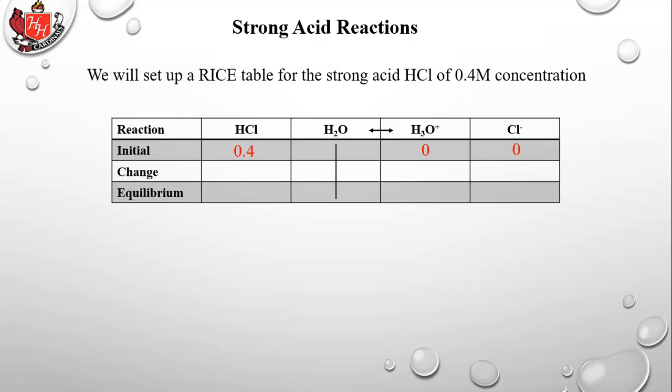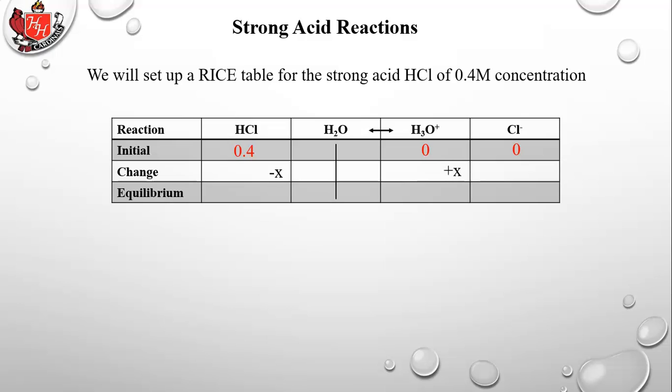Okay, now this is where the algebra comes in. We're going to have some sort of change. We don't know what it is, generally. But we're going to say it's minus 1x, because the 1 comes from the coefficient in front of HCl, which is 1. And almost always the coefficients in acid-base reactions are 1. So it's minus x. It's minus because it's decreasing. The concentration of the hydrochloric acid is going to be decreasing.